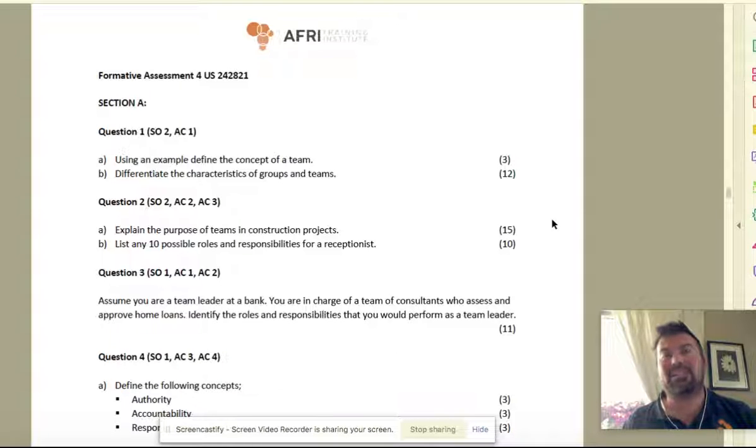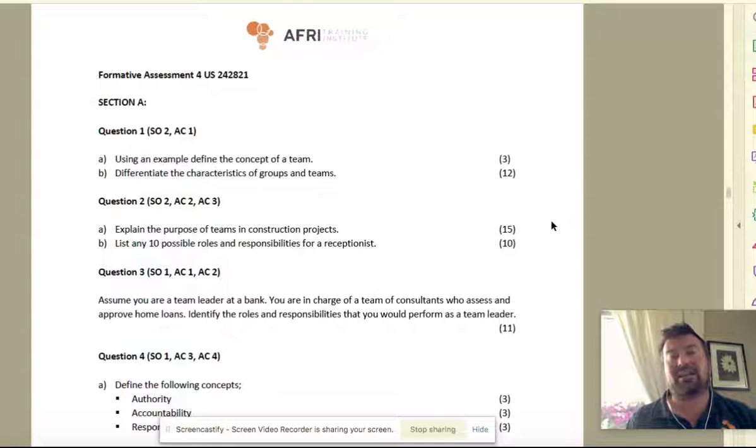What is it about teams that is going to make sure that that house is built better, built quicker, built under a budget? So tell me how teams would make sure that this project is going to be more successful than if you just used a group of individuals, or if there was no plan in terms of putting people together. Then B, question 2, number B, list 10 possible roles and responsibilities for a receptionist.